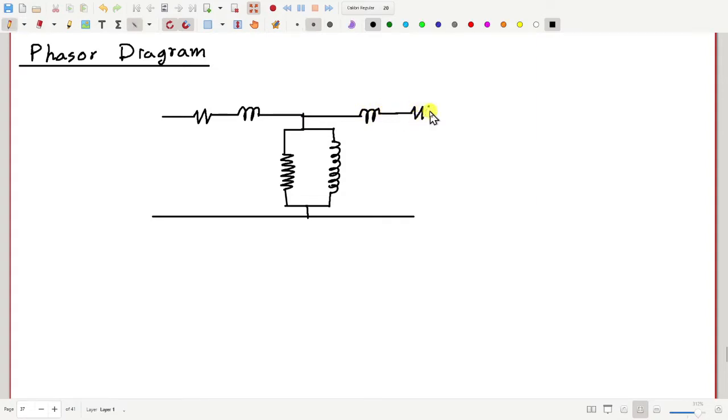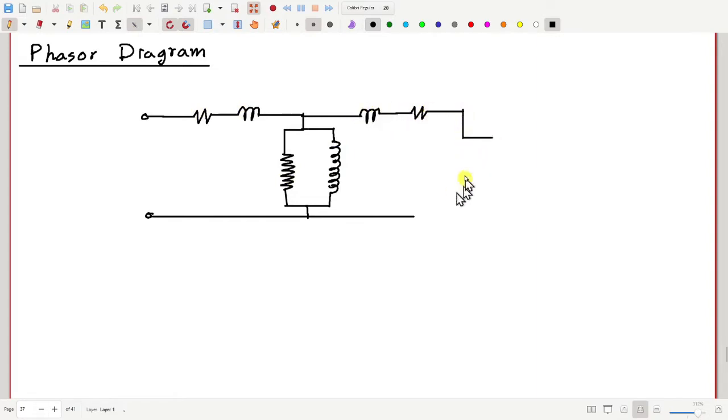Now, you will possibly notice that I have drawn very less number of turns for this inductor and this resistance, whereas there are many turns for this inductor and this resistance. This is just to indicate that these two are of much larger value. This inductor and this resistance has much larger value compared to this resistance, inductance, and this resistance, inductance.